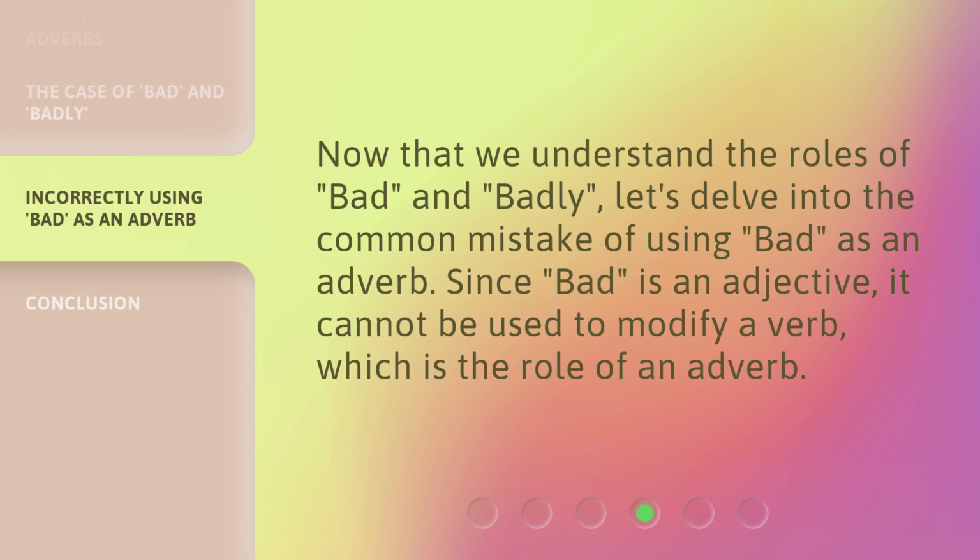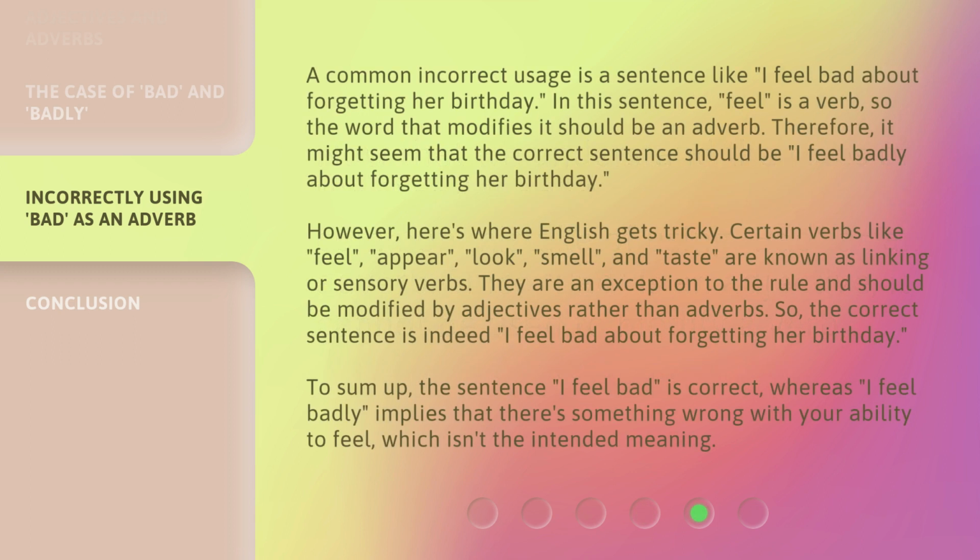Now that we understand the roles of bad and badly, let's delve into the common mistake of using bad as an adverb. Since bad is an adjective, it cannot be used to modify a verb, which is the role of an adverb. A common incorrect usage is a sentence like, "I feel bad about forgetting her birthday." In this sentence, feel is a verb, so the word that modifies it should be an adverb. Therefore, it might seem that the correct sentence should be, "I feel badly about forgetting her birthday."